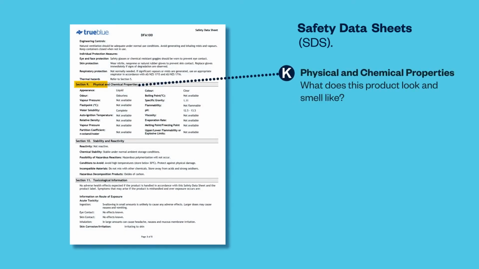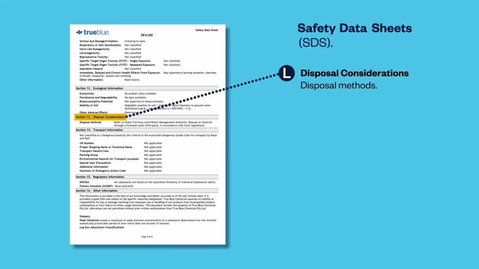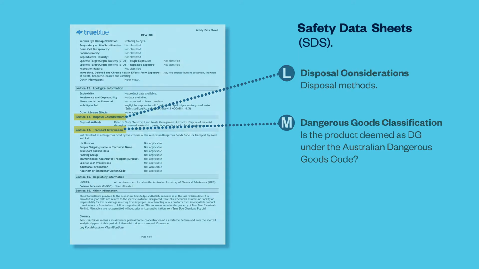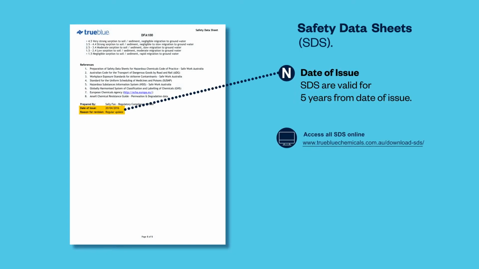Section 9 contains information on the physical properties of the product. Check your products against the specifications listed here to get an indication that the product is correct. Section 13 details disposal considerations. Section 14 has details on the dangerous goods classification, if the product is deemed as DG under the Australian Dangerous Goods Code. Safety data sheets are valid for 5 years. Section 16 tells you when the SDS was last updated.